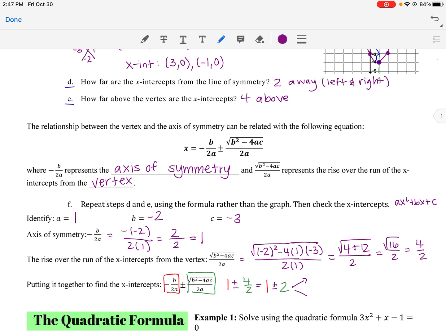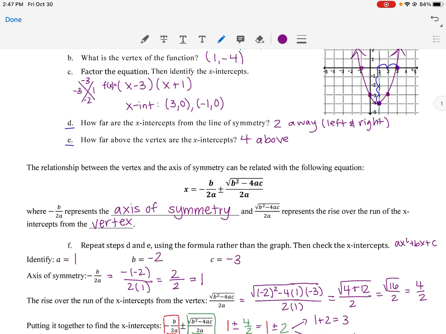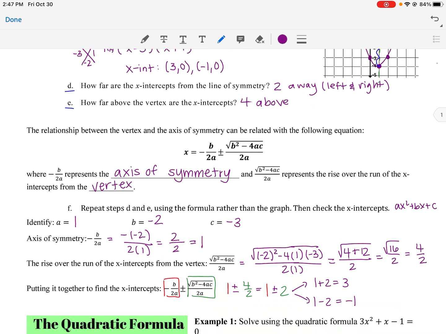So there's two different parts to this. 1 plus 2 equals 3. 1 minus 2 equals -1. And see, that matches our two x-intercepts of positive 3 and -1. The reason being because we're going up 4 right 2, but we also go up 4 left 2. So that's the plus or minus.